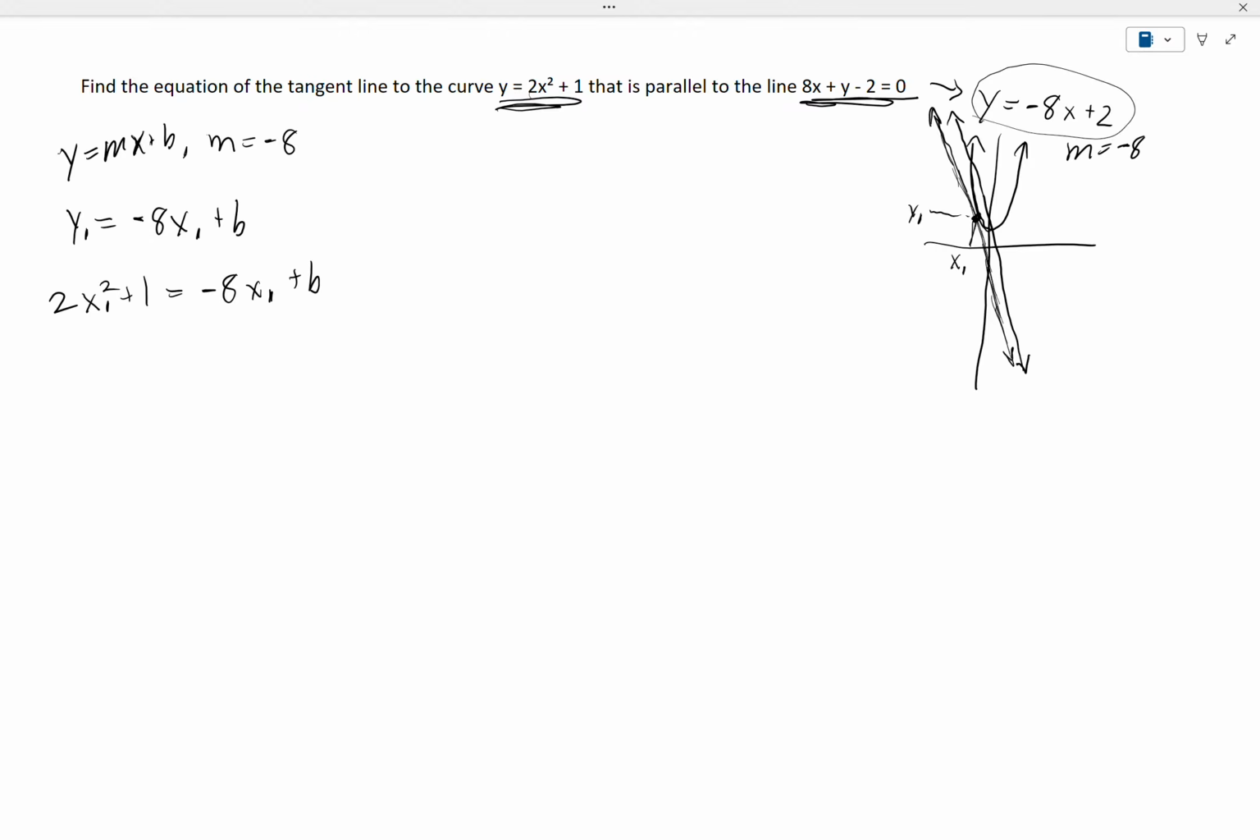Well, I know that at this point on the parabola, the slope is -8. And we haven't done anything with derivatives yet, and here's where the derivatives come in. If I take the derivative of this parabola and set it equal to -8, I can probably find the x value where that derivative is -8. So that's what I'm going to do.